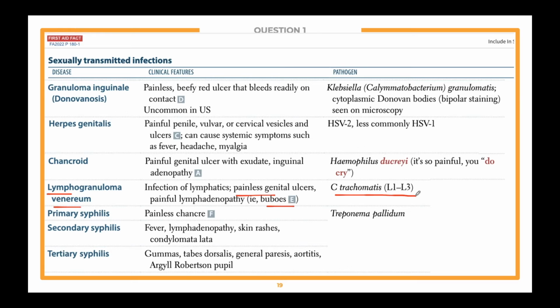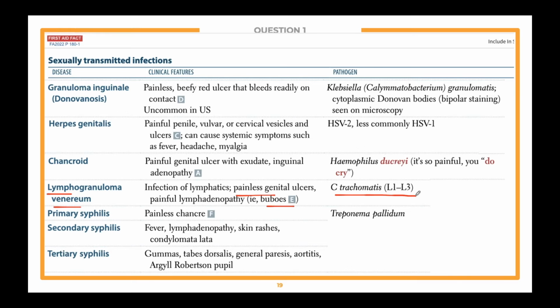And lastly, granuloma inguinale, which is caused by Klebsiella granulomatis. Again, it can be an ulcer that is painless, okay? But it usually is, they say, beefy red because it can bleed a lot, okay? And you also wouldn't have adenopathy or inguinal lymphadenopathy. That would be uncommon in that condition.